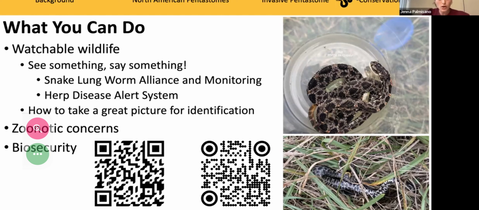And the other QR code is to the Park Biosecurity webinar, which is a more general biosecurity. It's based on amphibians, but a lot of it can be applied to pentastomes as well.